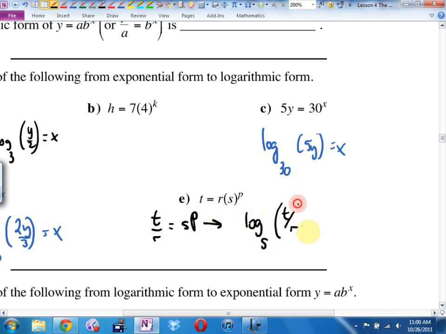Log base S of T over R equals P. Yeah? Excellent. Can also go from log to exponential. And then we're done.